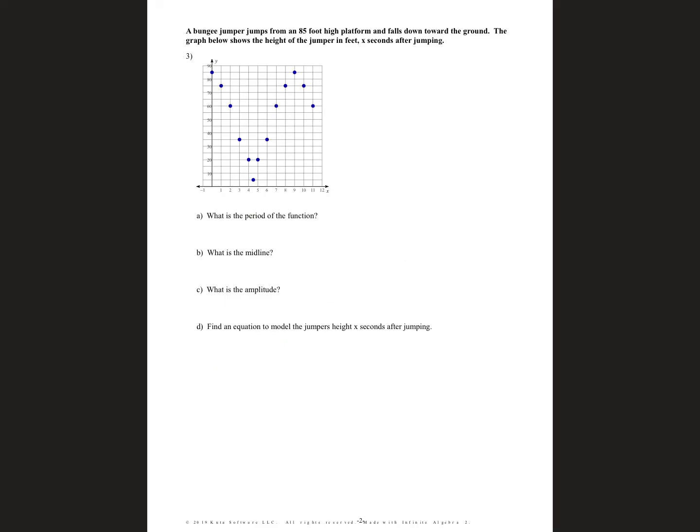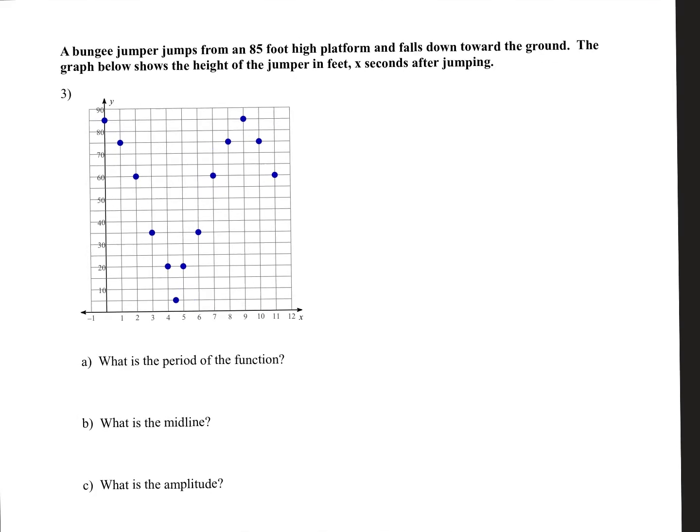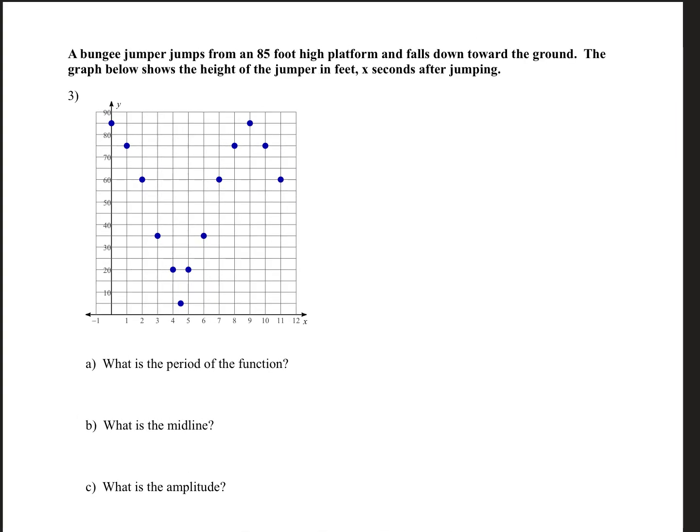All right, then we have the application word problem, bungee jumper, right? Jumping off an 85-foot high platform, and the graph shows his height x seconds after jumping. So we need to find the period, the midline, amplitude, equation, all that stuff. So it looks like for our purposes, we're going to need max and min. So the max, they kind of told us, was 85 feet. We can see on the graph, 85 feet. It looks like the minimum, he gets pretty close to the ground there, down to 5 feet. And we can use that stuff to help us find the period, midline, and amplitude.